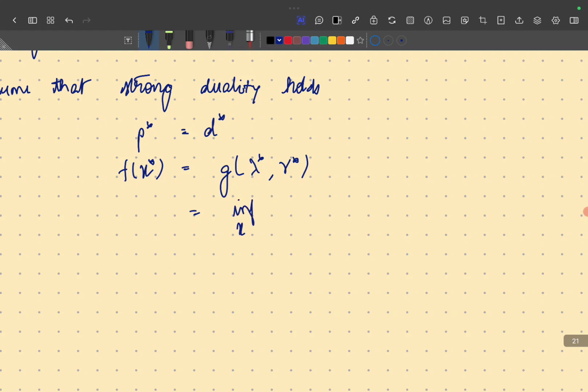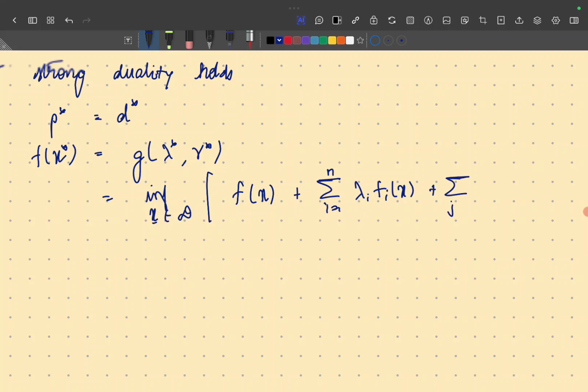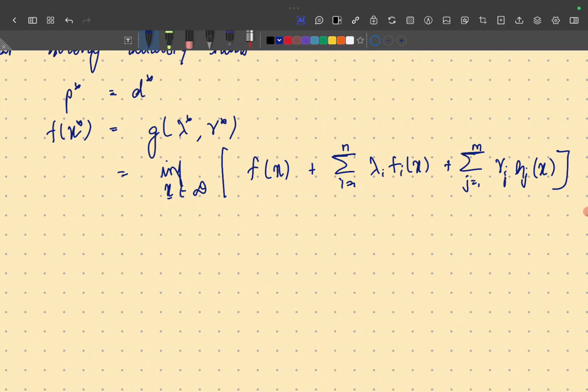So this is equal to the infimum over all x in the domain of L of x, lambda star, nu star, but let me just write that down explicitly. f of x plus summation over i lambda i f i of x plus summation j equal to 1 to m nu j h j of x. Correct? Okay.